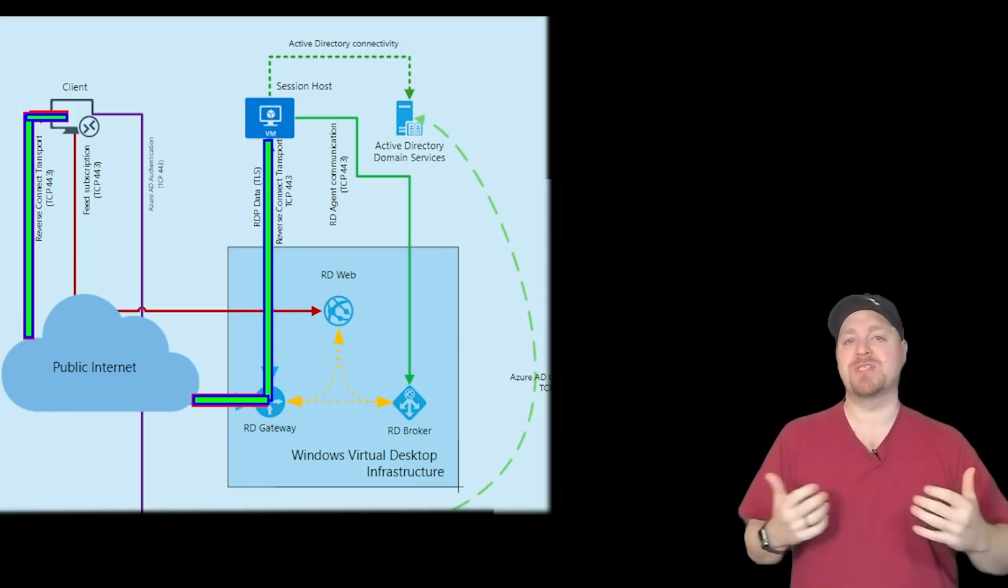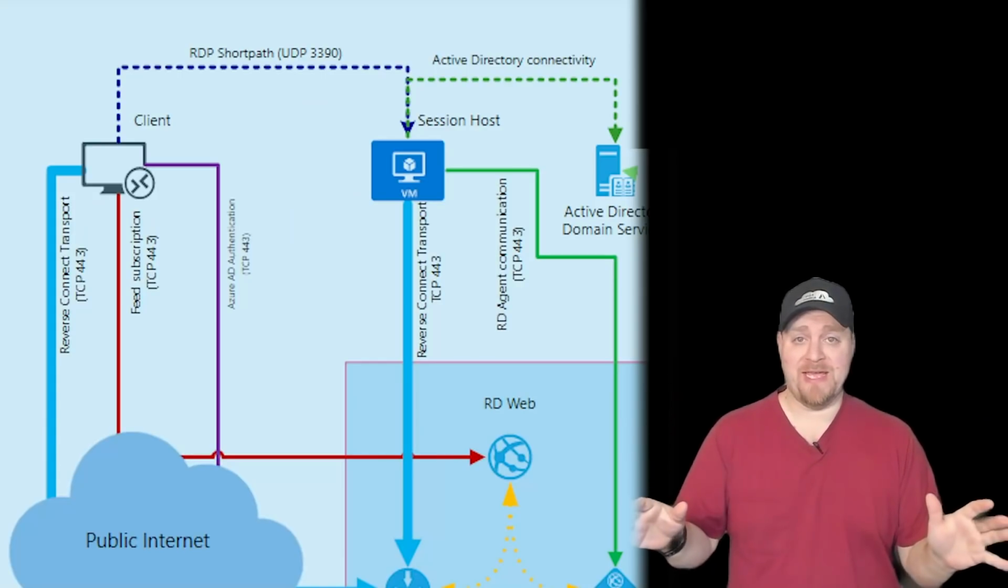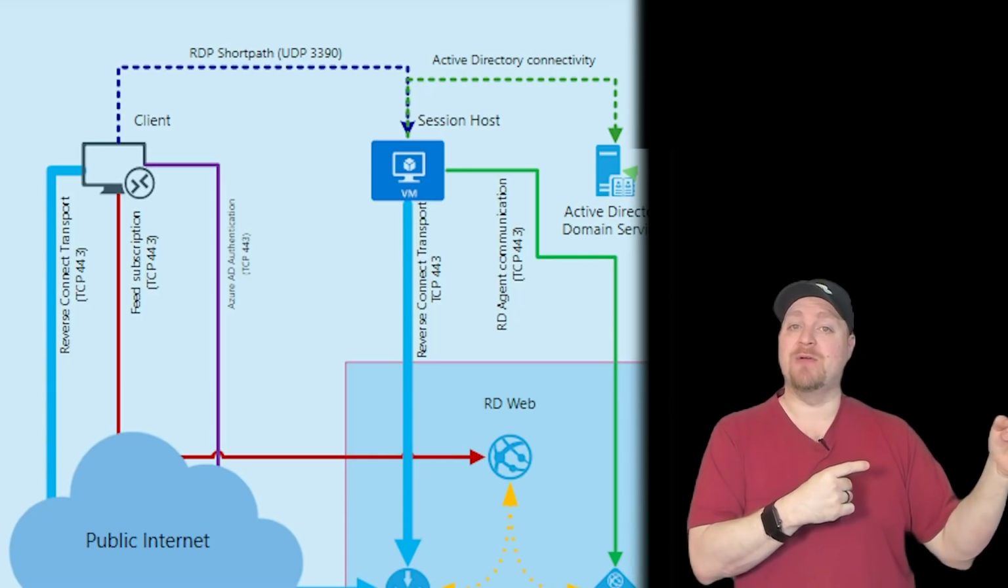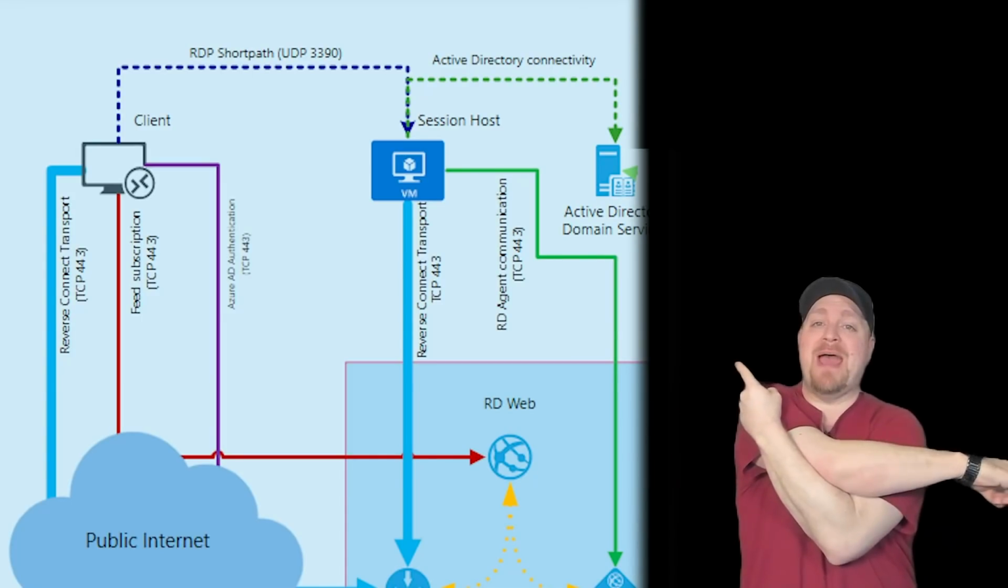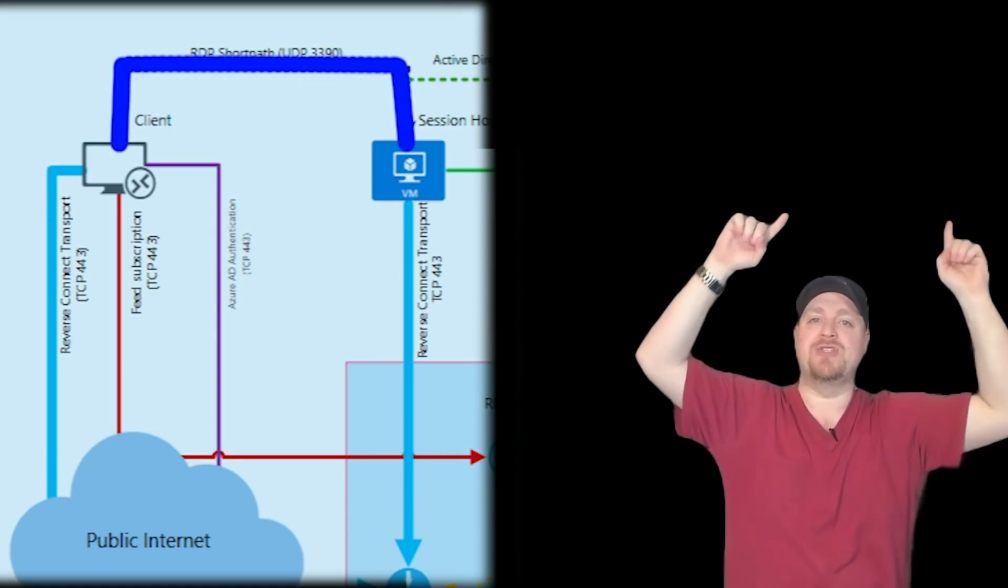This is the reverse connect model. Now in RDP ShortPath, almost everything is the same. Instead of having to go back through the gateway and then get your session host to communicate reverse back to you, your client gets to go directly to the session host.